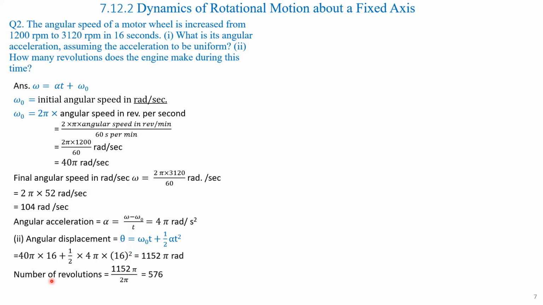Therefore, the number of revolutions will be equal to 1152 pi divided by 2 pi. Pi gets cancelled. That is 1152 divided by 2, which is equal to 576. So to convert radians into number of revolutions, we have to divide by 2 pi.